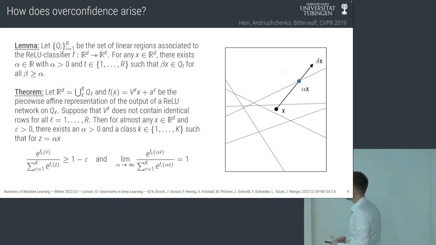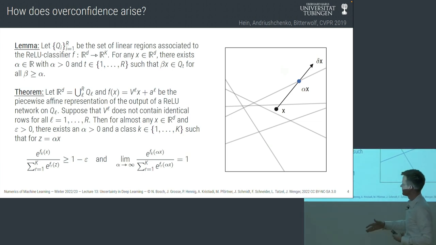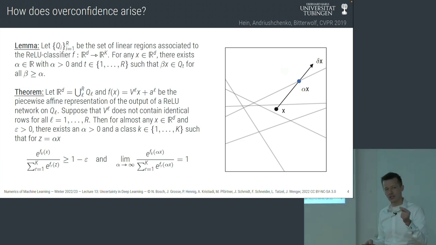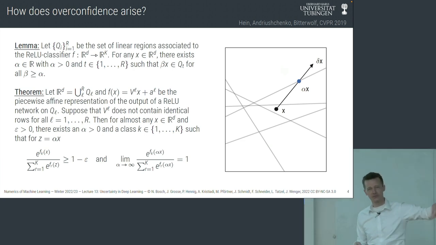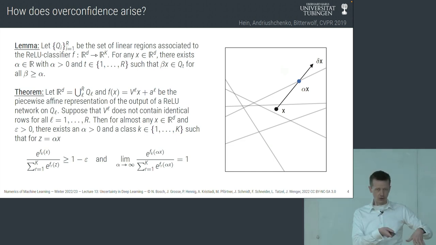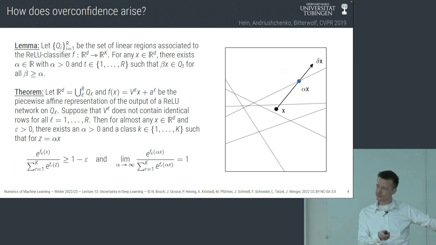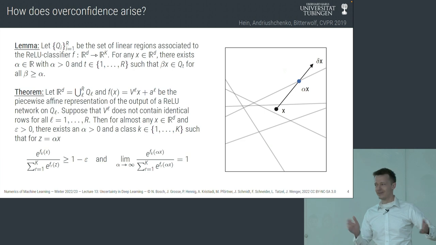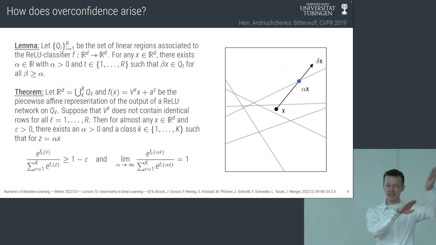Okay, and the second theorem, or the statement, says, and I'm going to show you a visualization of this in a moment, but I'll first tell you what the statement is. If you are in such a piecewise linear region and you move sufficiently far out, then eventually you're in one of these regions where all the classifier outputs are linear. And that means with probability 1, each of these linear functions that move out has a different gain, right? They rise at a different rate.